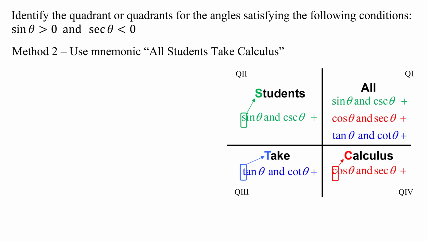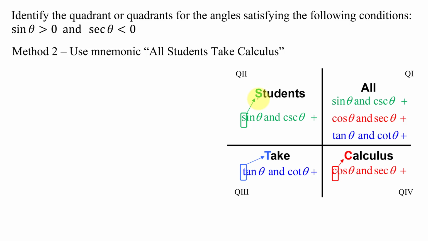And now looking at the other method, method 2, I'm going to use the mnemonic all students take calculus. Remember, all goes in quadrant 1, students, quadrant 2, take, quadrant 3, calculus, quadrant 4. And what do these stand for? In quadrant 1, all means all 6 trig functions are positive.